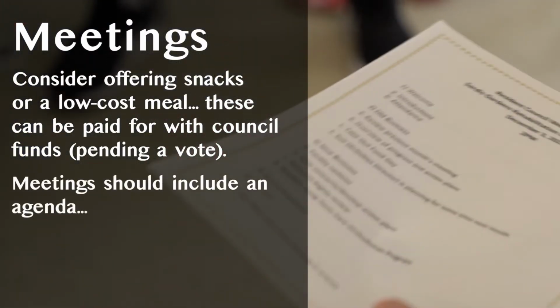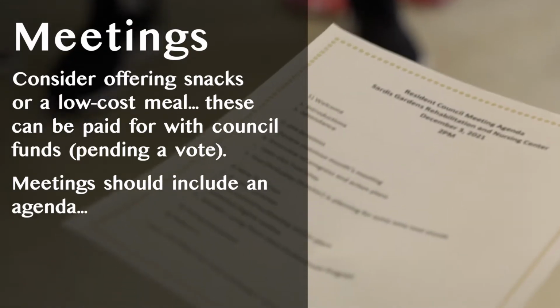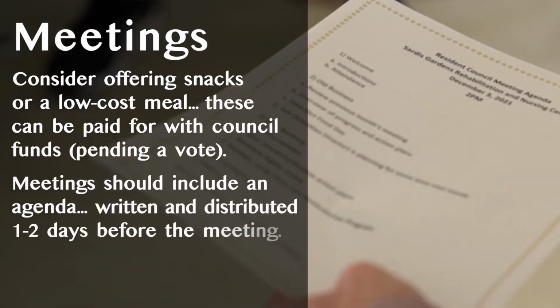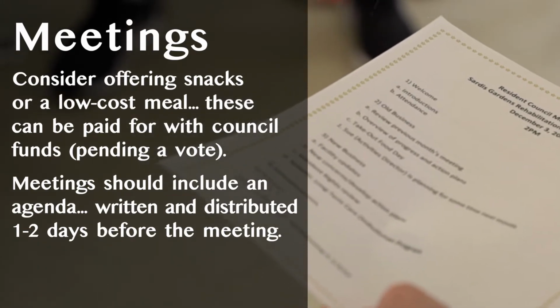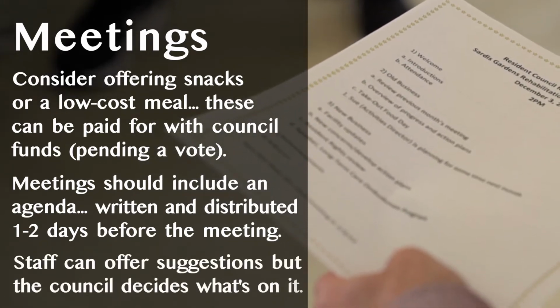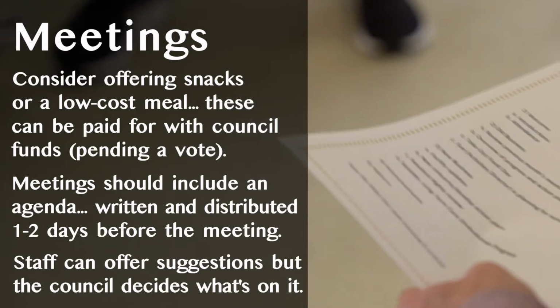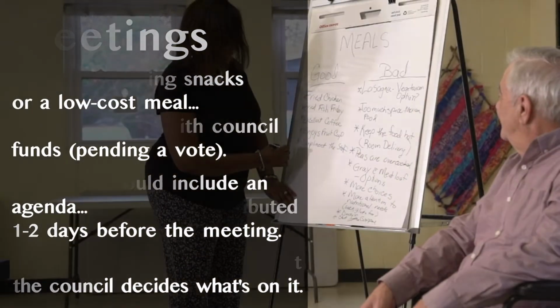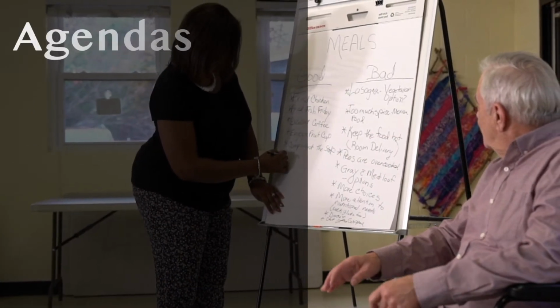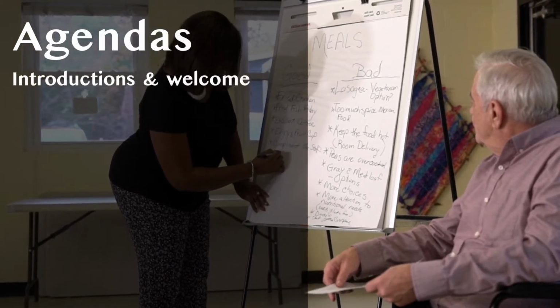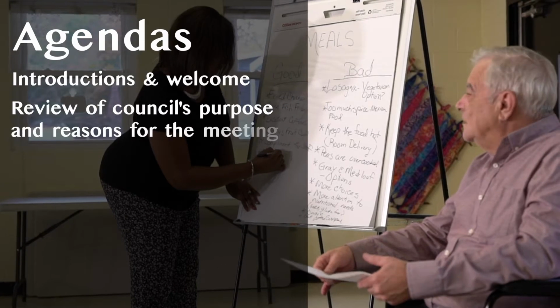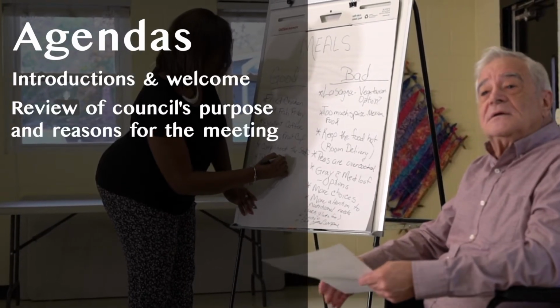Meetings should include an agenda to help keep them organized and focused. Agendas should be written and distributed a day or two before the meetings so everyone is prepared. Staff can offer suggestions on the agenda, but the council should provide most of the input for what's on it. Most agendas follow a similar pattern. They begin with introductions and a warm welcome. They often include a review of the council's purpose and reasons for the meeting.